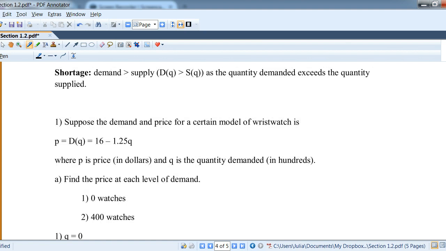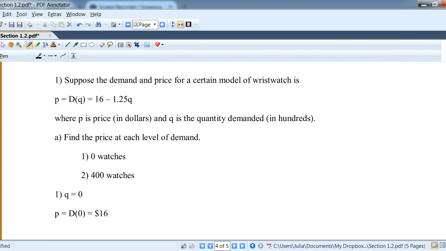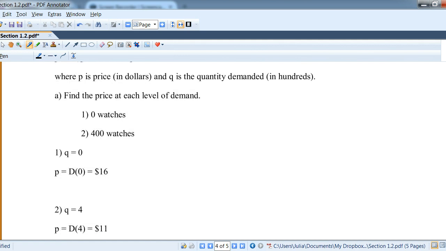Then let's say we have the quantity and we have to find the price at each level. Say we have 0 watches and 400 watches. So how do we plug this in? Well, Q equals 0, it's very simple. We plug in 0 for Q and we obtain $16 as the price if we don't sell any.